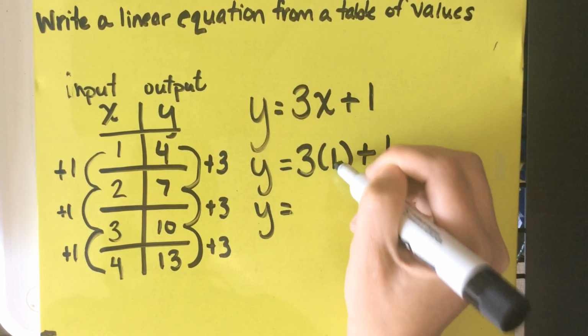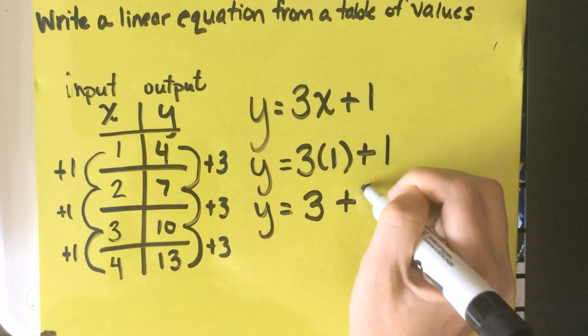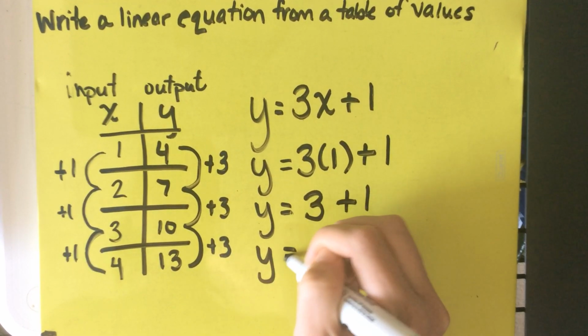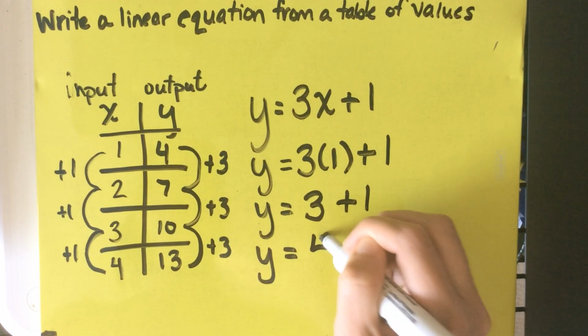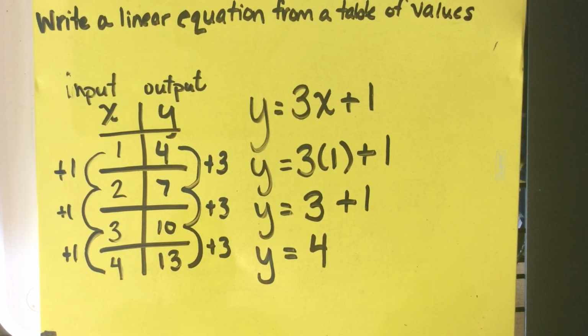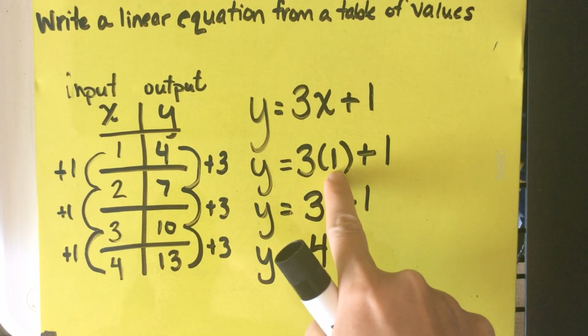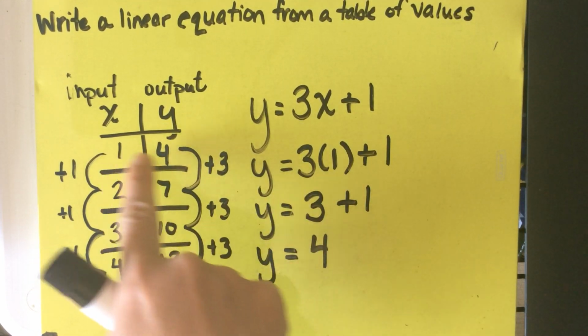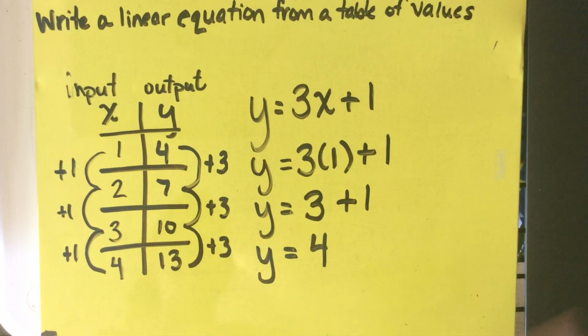So y equals 3 times 1 is 3. And I keep my plus 1. Y equals 3 plus 1 is 4. So that one does work out. When I input x equals 1, I get y equals 4 for my answer.